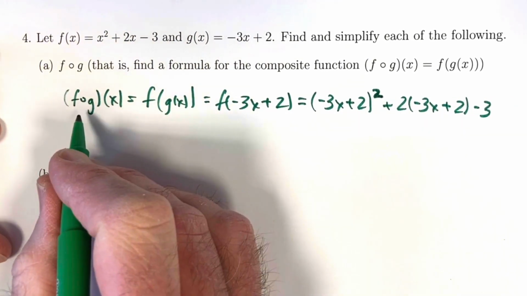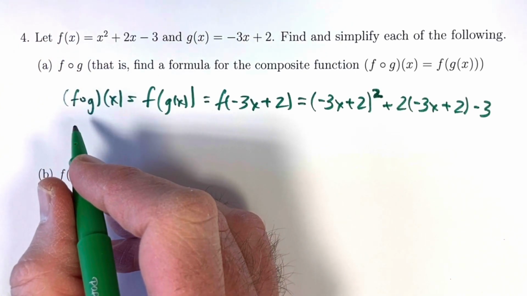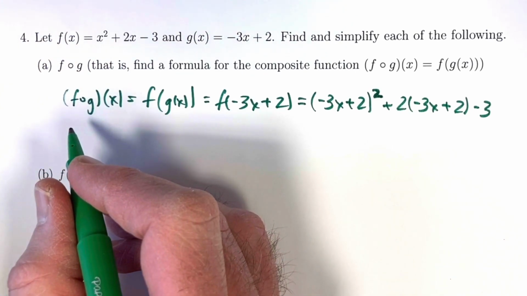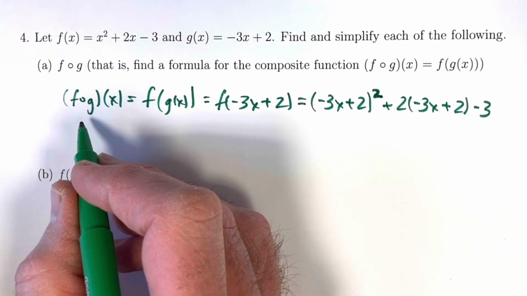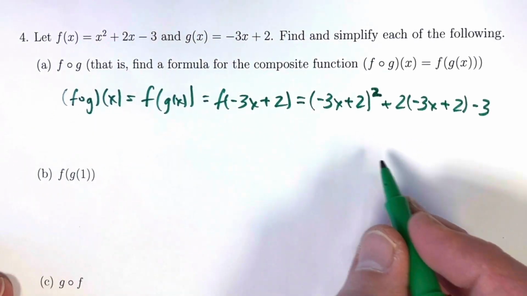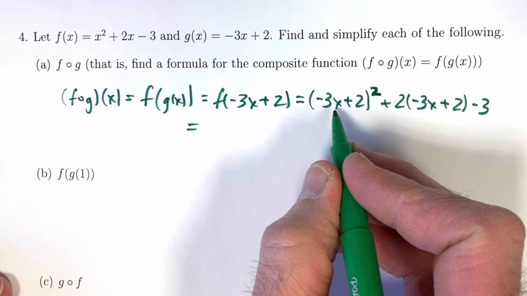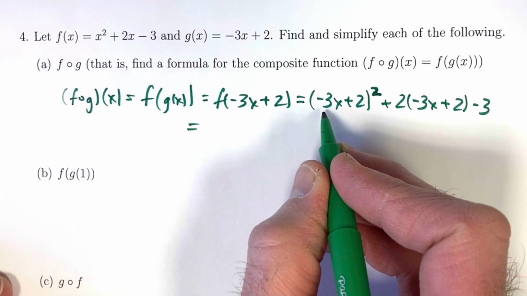What is this circle for? It's just to emphasize that we can think of this as what's called a binary operation, as a way of combining 2 functions, f and g, to get a new function. Though we are interested in simplifying it, I need to FOIL here. I'm going to do it in my head.